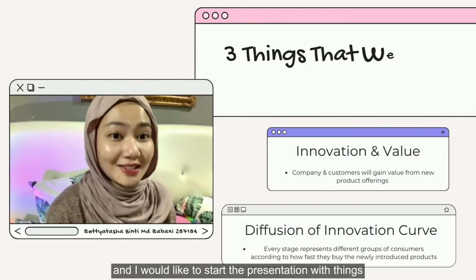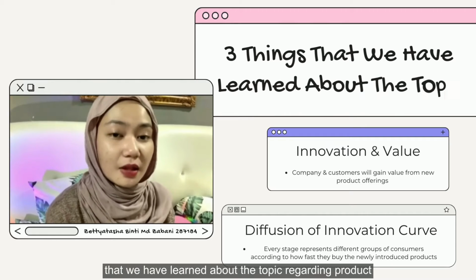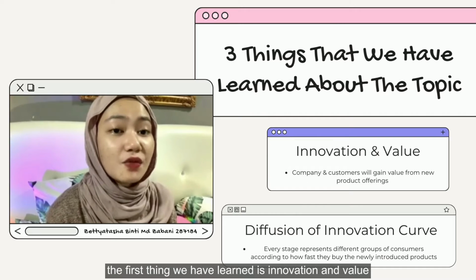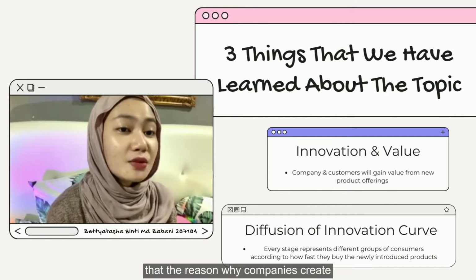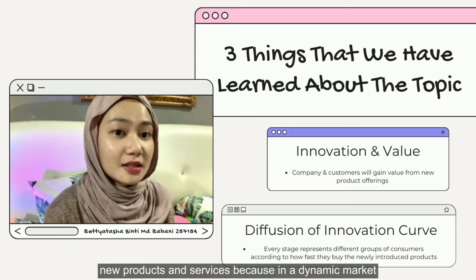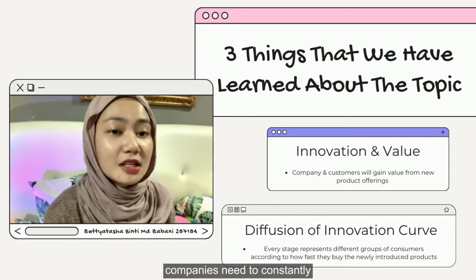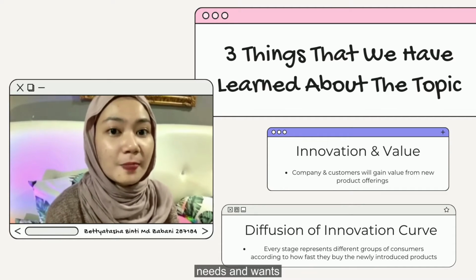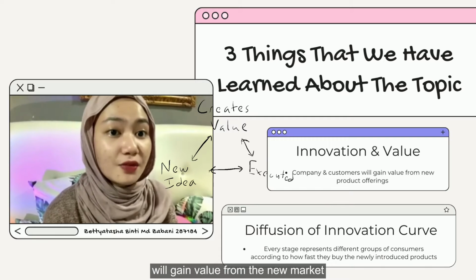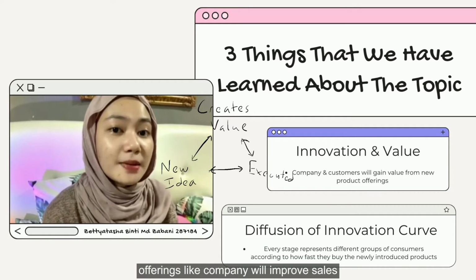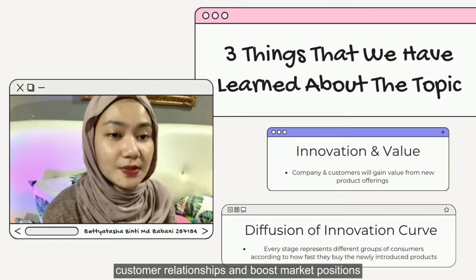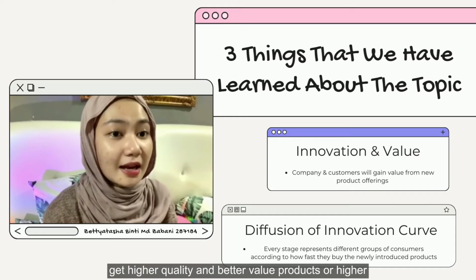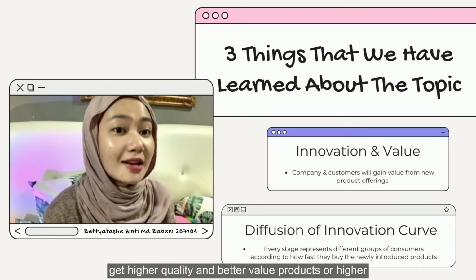I'm Zaiti and I would like to start the presentation with things that we have learned about the topic regarding product development and management. The first thing we have learned is innovations and value. We have learned that the reason why companies create new products and services is that in a dynamic market, companies need to constantly introduce new products to catch up with the customers' needs and wants. The company as well as customers will gain value from the new market offerings. Like company will improve sales, customer relationships, and boost market positions. For customers, the innovation can solve their problems, get higher quality and better value products or a higher standard of living.